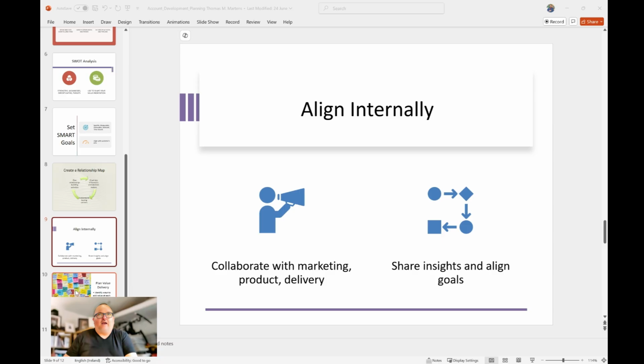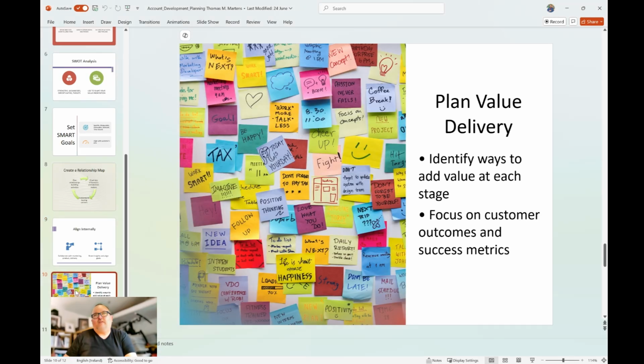So on the next slide, it's about plan value delivery. Identify ways to add value to each stage. Sometimes the process can take time before it is over the line, and when you take certain steps, the customer has to feel what kind of value he is getting there.